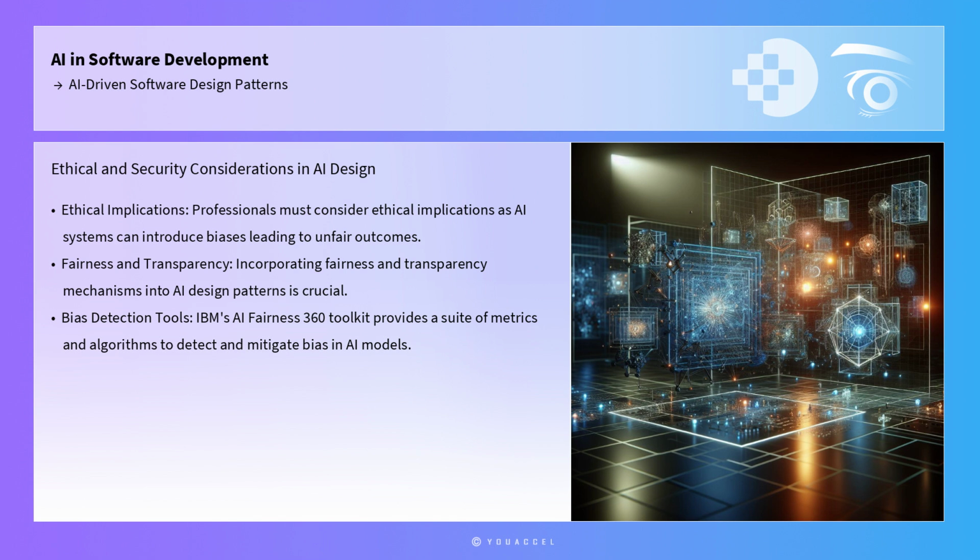AI systems can introduce biases based on the data they are trained on, leading to unfair or discriminatory outcomes. Therefore, incorporating fairness and transparency mechanisms into AI design patterns is crucial. For example, IBM's AI Fairness 360 Toolkit provides a comprehensive suite of metrics and algorithms to detect and mitigate bias in AI models, ensuring that AI-driven solutions are fair and ethical.